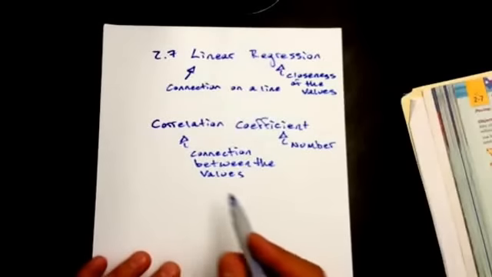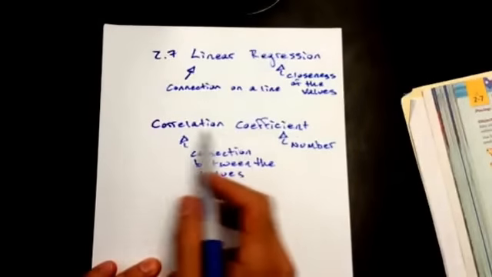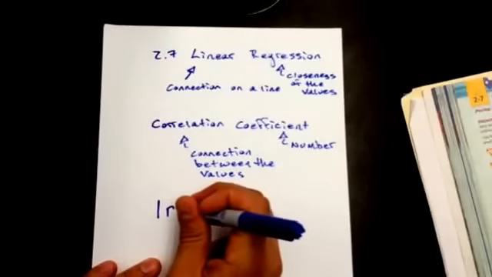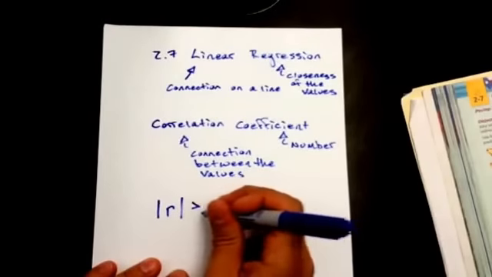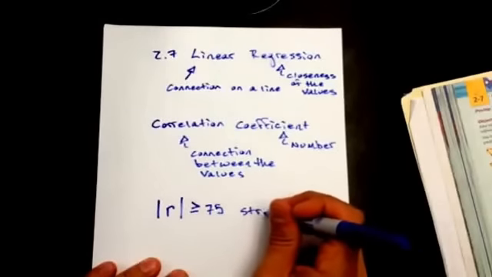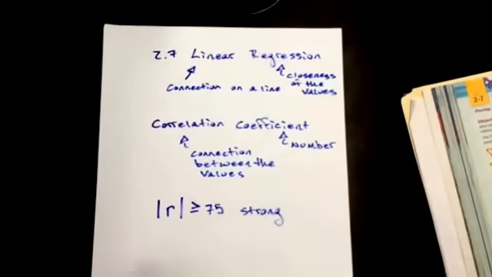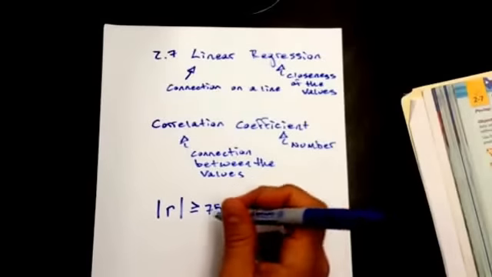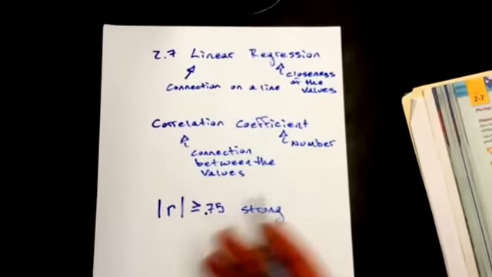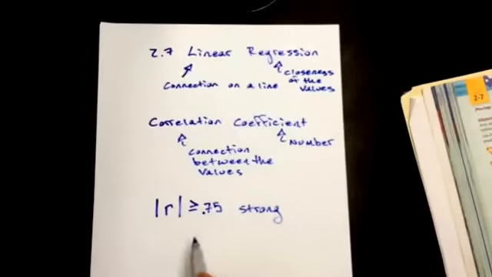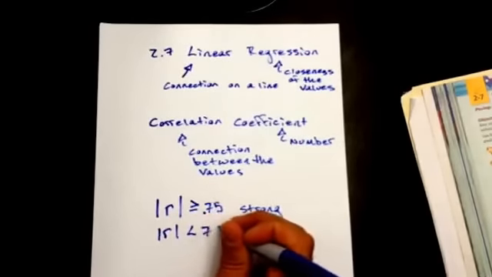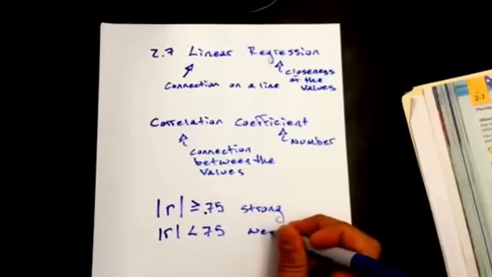connection, okay? So when we're looking at this, if the absolute value of the correlation coefficient, which we're going to call R, is greater than or equal to 0.75, we're going to say it has a strong correlation coefficient. Now, we're going to do this in the calculator. When we do it in the calculator, it's going to give us a decimal, so we're going to say 0.75, but as a percent, it's like 75%. Above 75% is going to be strong.